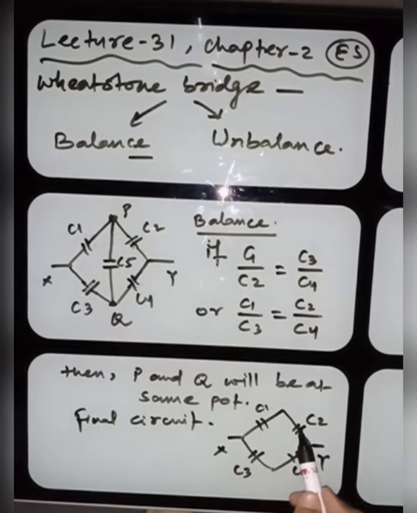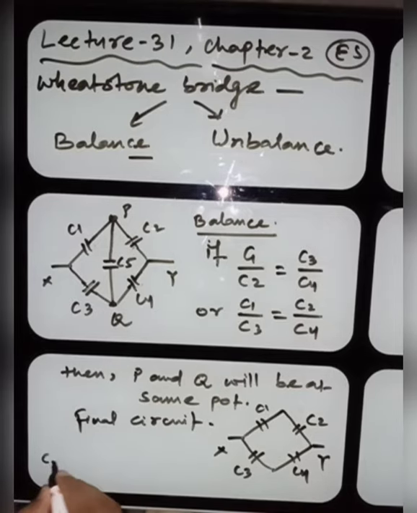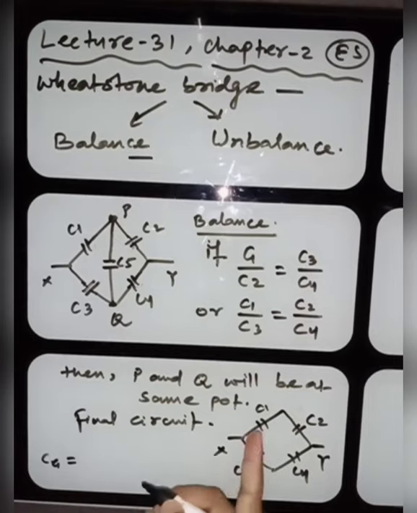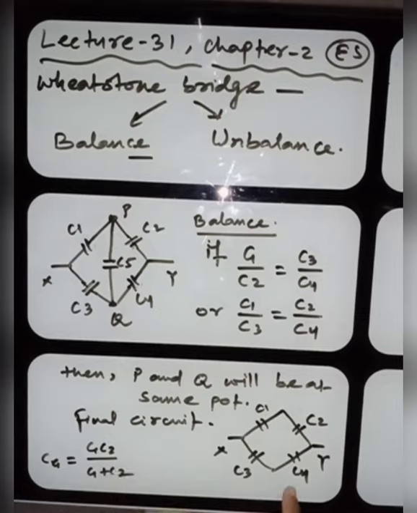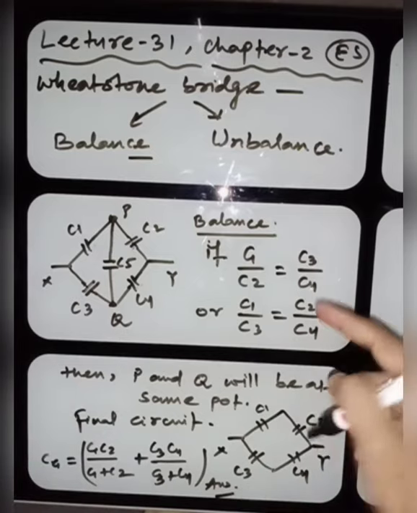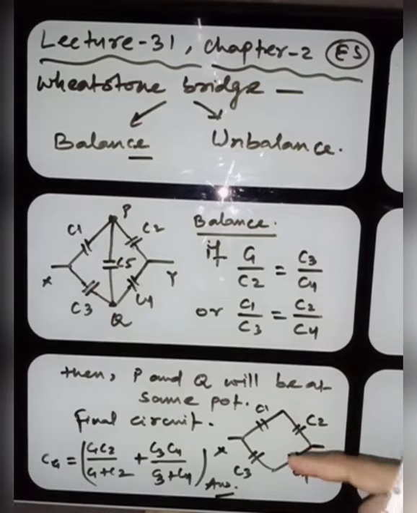C1 and C2 are in series, C3 and C4 are in series, and then these two branches are in parallel. It means C equivalent will be, here C1 and C2 are in series, so C1 C2 by C1 plus C2, and this is also in series, and then finally in parallel. It means these two will sum up. So C3 C4 by C3 plus C4, and this is the answer. Remember, in this case this is very easy. This is the condition and this will be the final circuit.